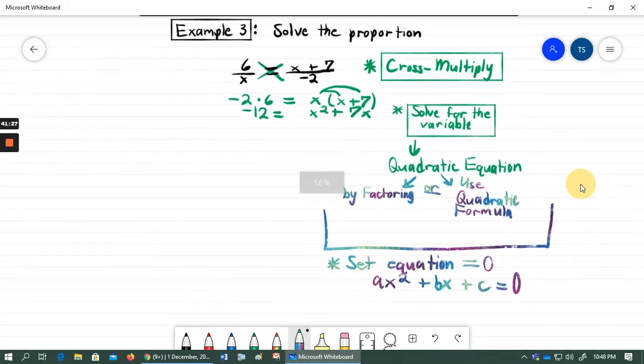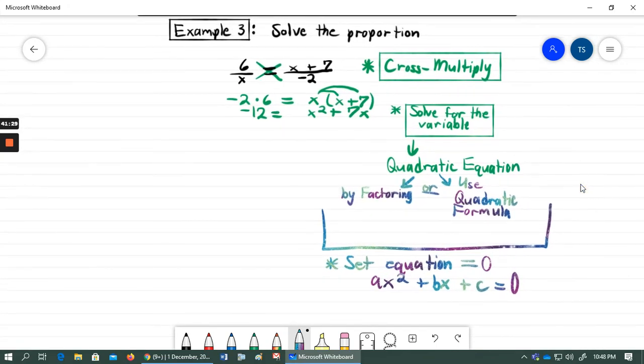We got to hurry up here. All right, so let's get this set equal to 0, and let's go ahead and do that. Let's add 12 to both sides of the equation here. That's going to set this equal to 0, and that's going to leave us with x squared plus 7x plus 12.